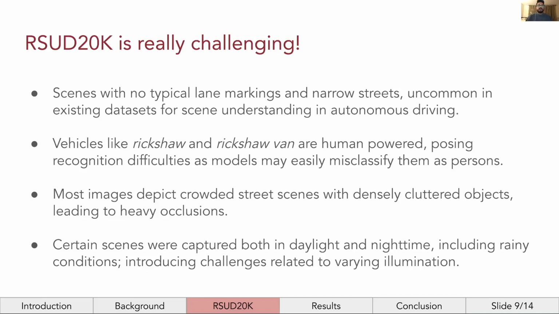RSUD is really challenging. Scenes with no typical lane markings and narrow streets are uncommon in existing datasets for scene understanding in autonomous driving. Vehicles like rickshaw and rickshaw van are human-powered, posing recognition difficulties as models may easily misclassify them as persons.